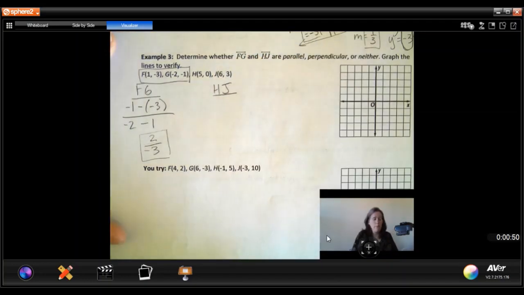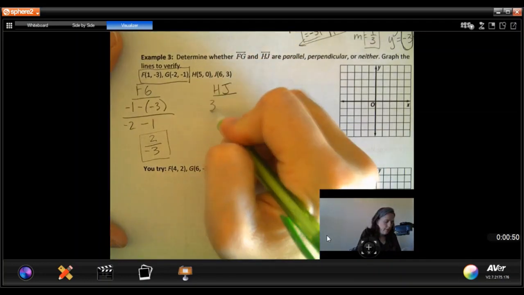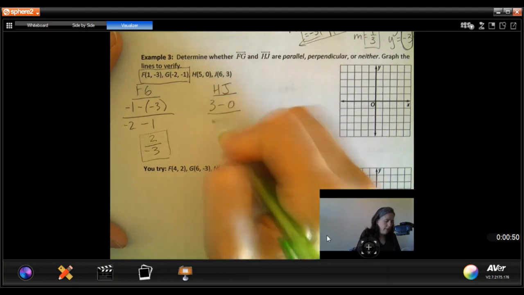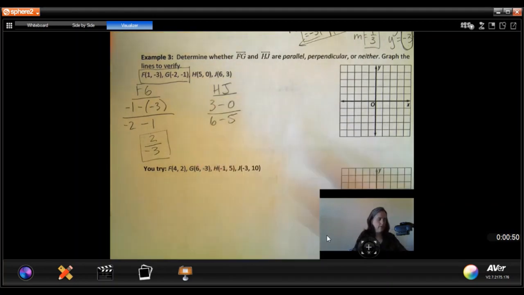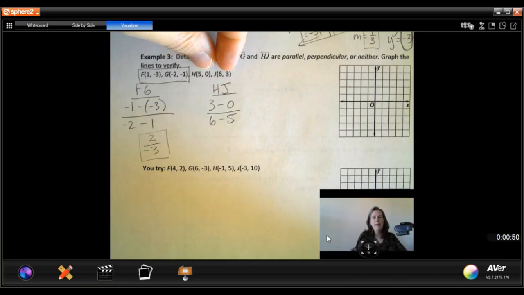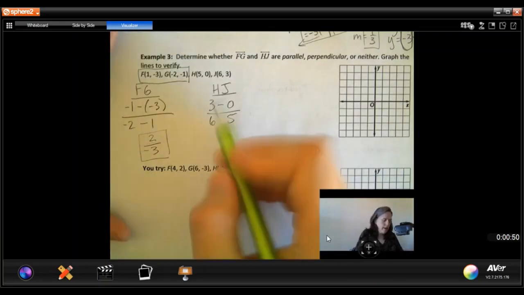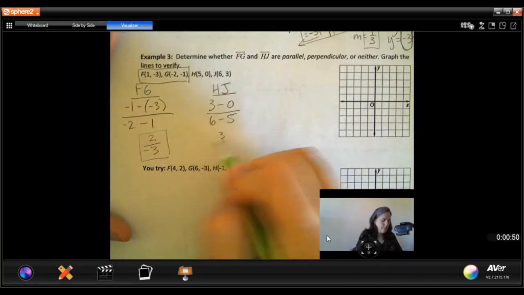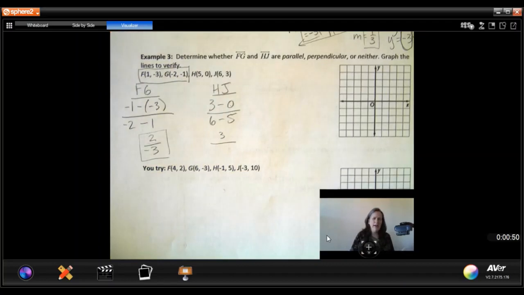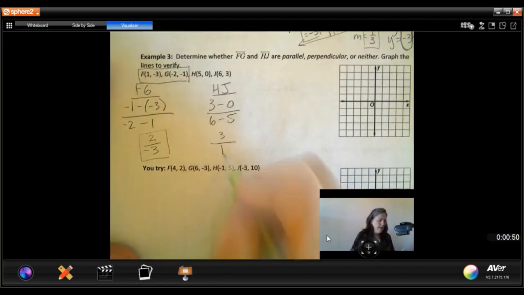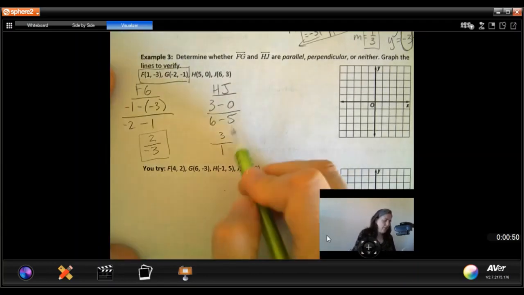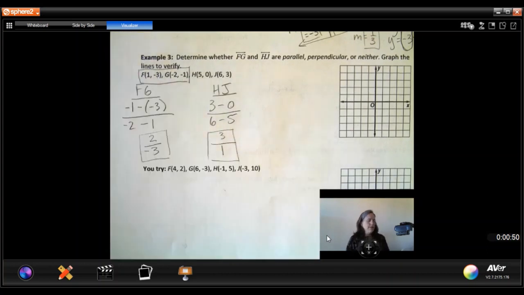And we'll do the same thing. y2 minus y1 over x2 minus x1. So we're just taking the x's and the y's and putting them in their spot. 3 minus 0 is 3. 6 minus 5 is 1. So that is the slope of HJ.